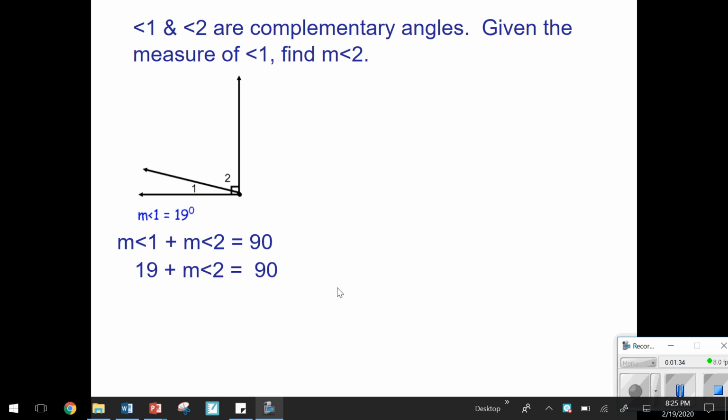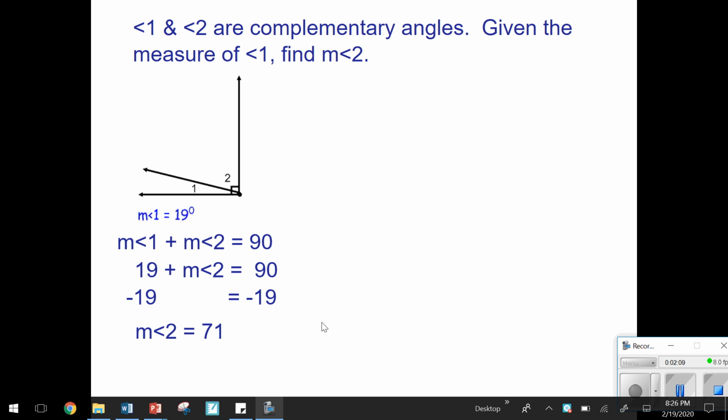Substitute in what we know. We know the measure of angle 1 is 19, so I can replace that right there. That would be the substitution rule. And then I just want to get the measure of angle 2 by itself, so this has to go. How do we get rid of the 19? We're going to have to subtract 19 from both sides. And hopefully you either know how to do this in your head or you got a calculator out in front of you. If not, grab a calculator real quick and figure out what the measure of angle 2 will be. And 90 minus 19 gives me 71. So the measure of angle 2 is 71.